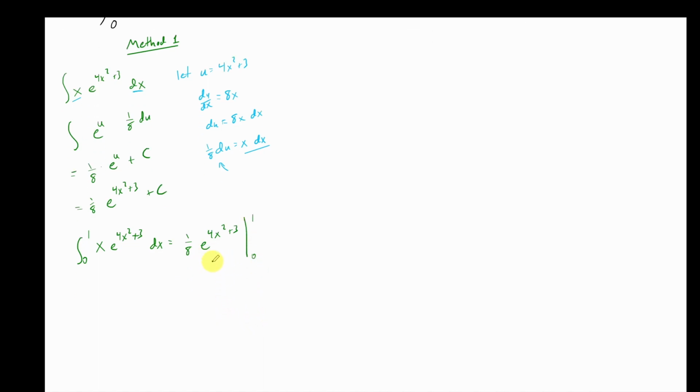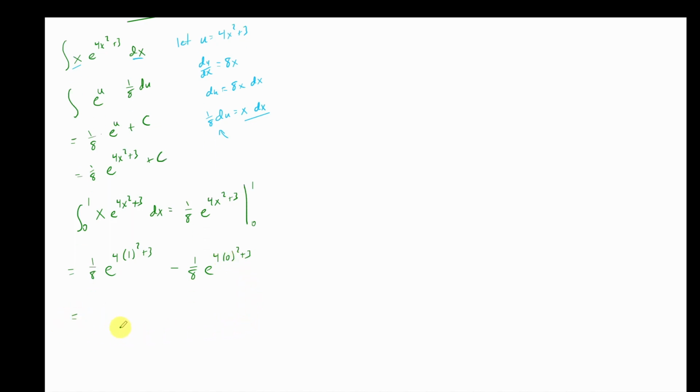So there are my limits of integration, and then I go ahead and plug them in, subtracting. So we have 1/8 e to the 4 times 1 squared plus 3 minus 1/8 e to the 4 times 0 squared plus 3. When I plug in, 1 squared is 1, times 4 is 4, plus 3 is 7. So I have 1/8 e to the 7th minus 1/8 e to the 3rd. Or a fancy way of writing that would be e to the 7th minus e to the 3rd, all over 8.